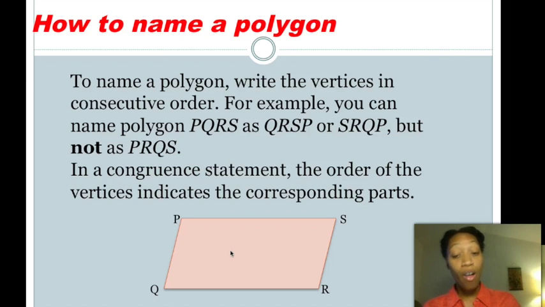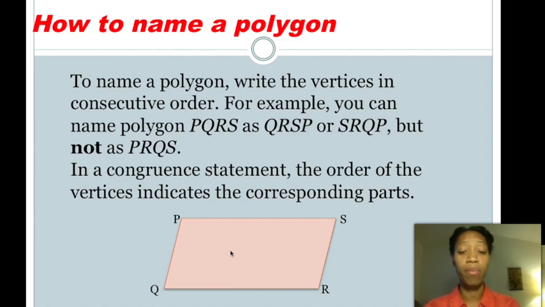Or you could go around the other way, starting with the S in the upper right and say SRQP. So it doesn't matter where you start, and it doesn't matter which direction you spin in. However, you have to use the vertices that are consecutive. So you cannot go from P and cut across the shape over to R. Okay, so you cannot say PRQS. You have to travel along the outside of the shape.